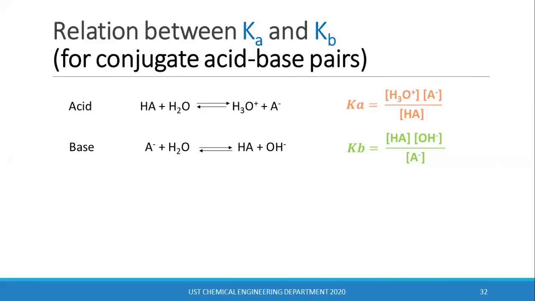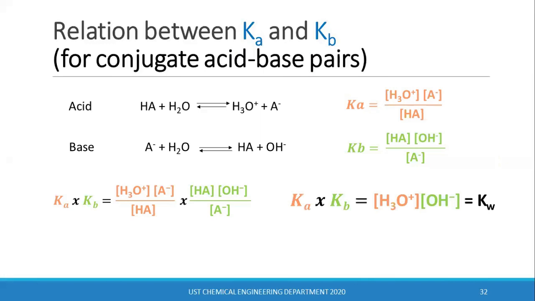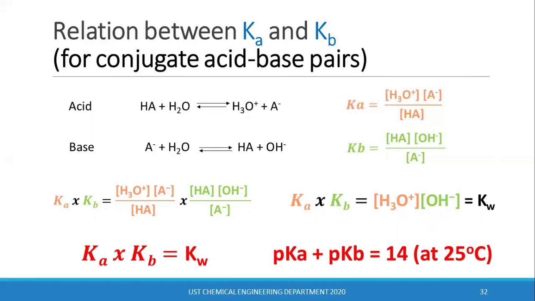Multiplying the two expressions, we will get, and then canceling similar terms will yield the expression. The right side of the equation is the definition of the ion product of water, which is Kw. Thus, replacing them with Kw will yield the expression Ka times Kb is equal to Kw. Expressing in terms of pKa and pKb will result to the following relationship. pKa plus pKb is equal to 14. Again, this is at 25 degrees Celsius.